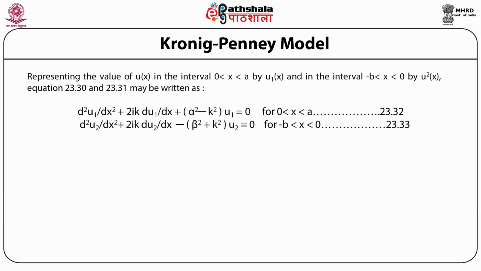Representing the value of u(x) in the interval 0 less than x less than a by u1(x) and in the interval minus b less than x less than 0 by u2(x), equations 23.30 and 23.31 may be written as d²u1/dx² plus twice ik du1/dx plus (α² minus k²) u1 equal to 0 for 0 less than x less than a, which is given as 23.32. Similarly, d²u2/dx² plus twice ik du2/dx minus (β² plus k²) u2 is equal to 0 for minus b less than x less than 0, which is given here as equation 23.33.